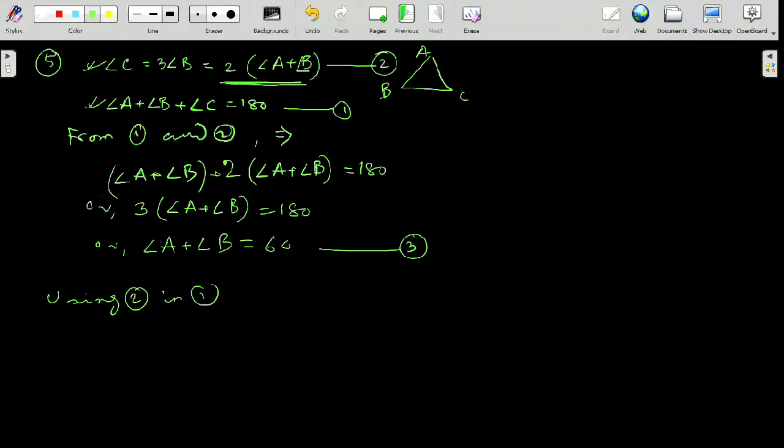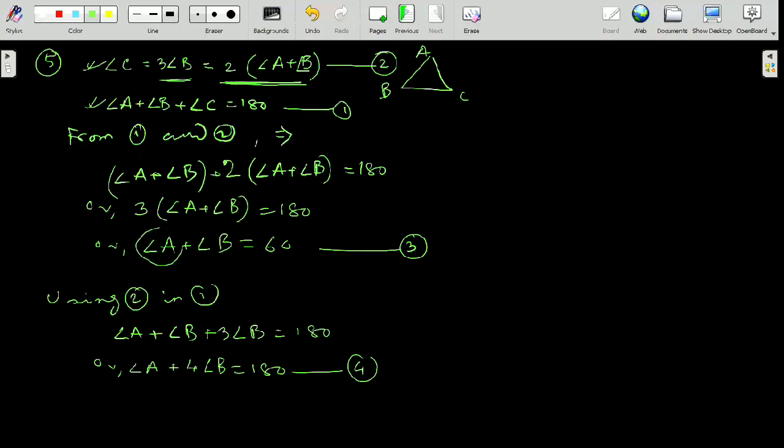This is angle A plus angle B plus C, and C is replaced by 3 times angle B. So angle A plus 4 times angle B is equal to 180. This is number 4. Now you see, this is angle A, this one is also angle A. So if you subtract, angle A will vanish from this system. So equation number 4 minus equation number 3. We are getting angle A cancelled.